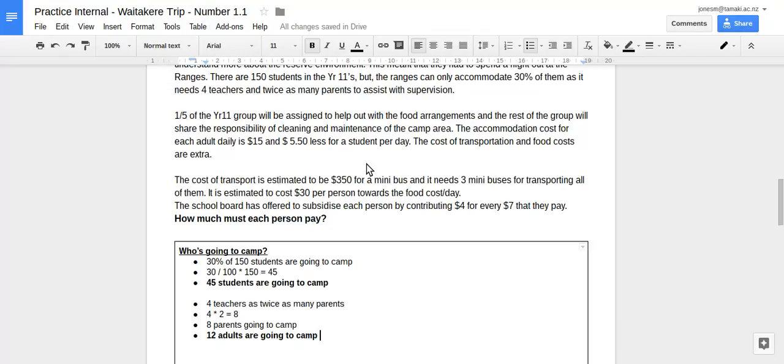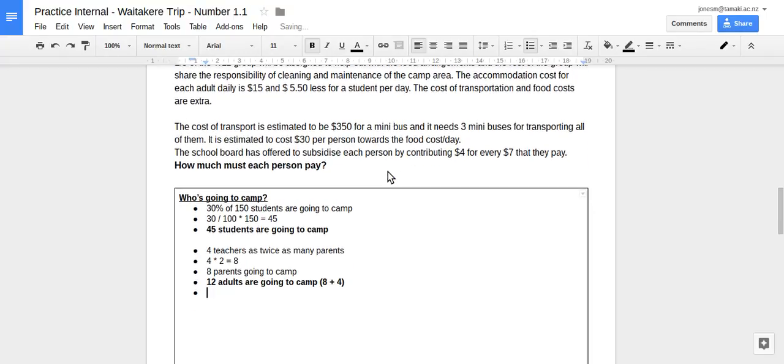So 12 adults are going to camp because we did 8 plus 4. In total we have 45 plus 12. So we have 57 people going to camp.